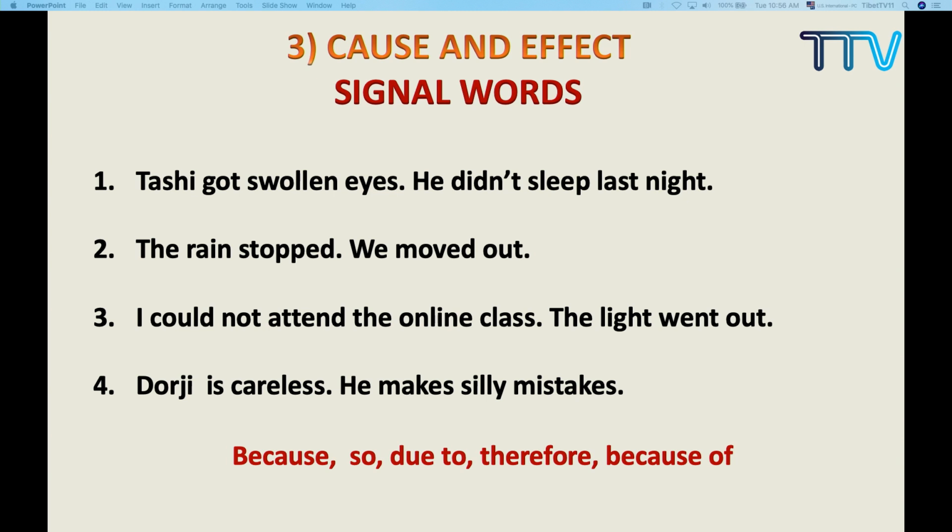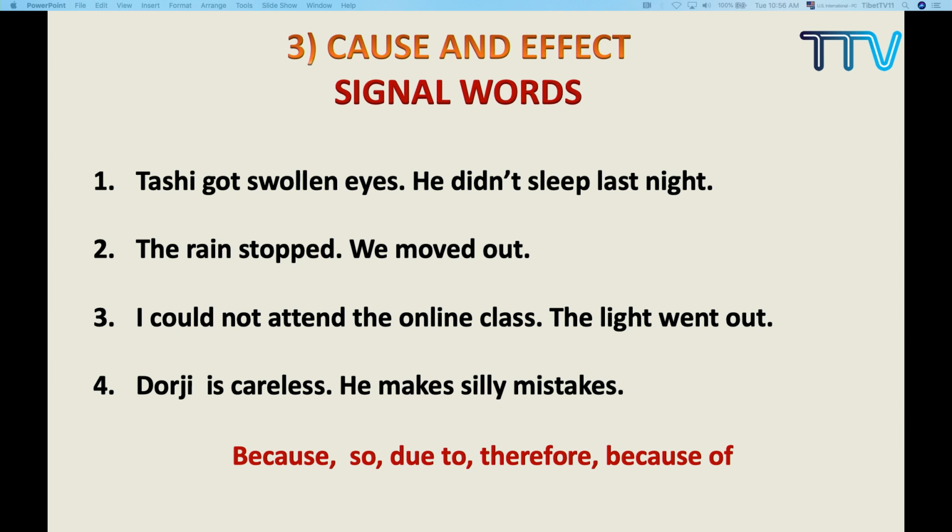What is the cause? What is the effect? The rain stopped, so that is the cause. And the effect: we moved out. Because the rain stopped, we moved out. So the sentence: the rain stopped, therefore we moved out.